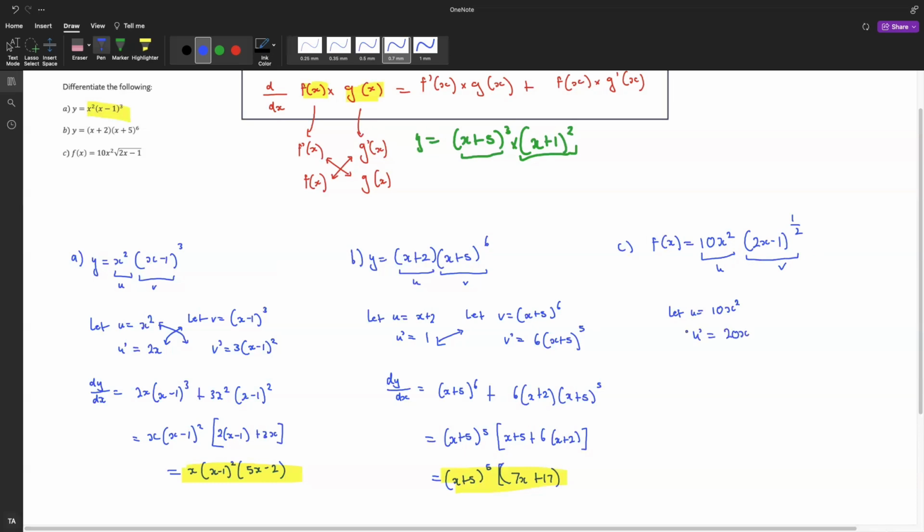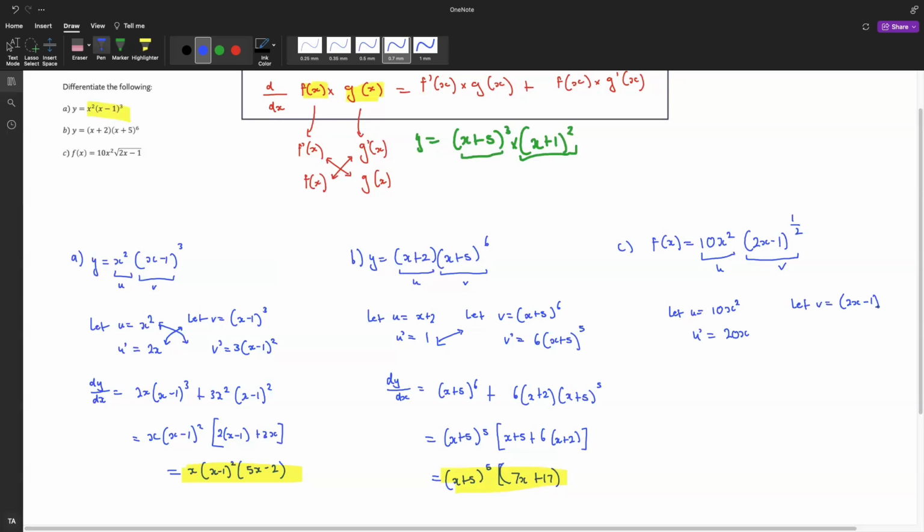You can also write it as du over dx if you prefer. It's going to give you the same thing. And let v equal (2x - 1) to the power of half.